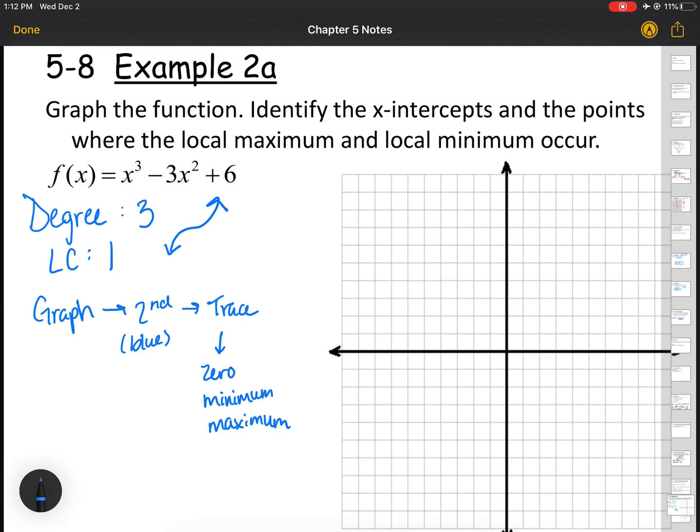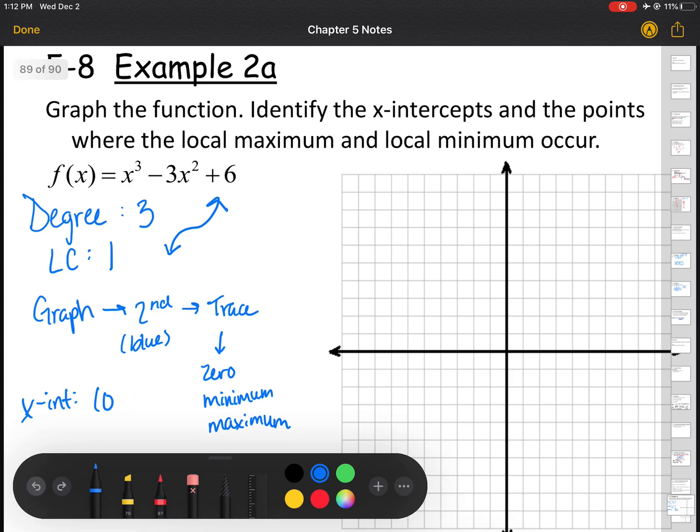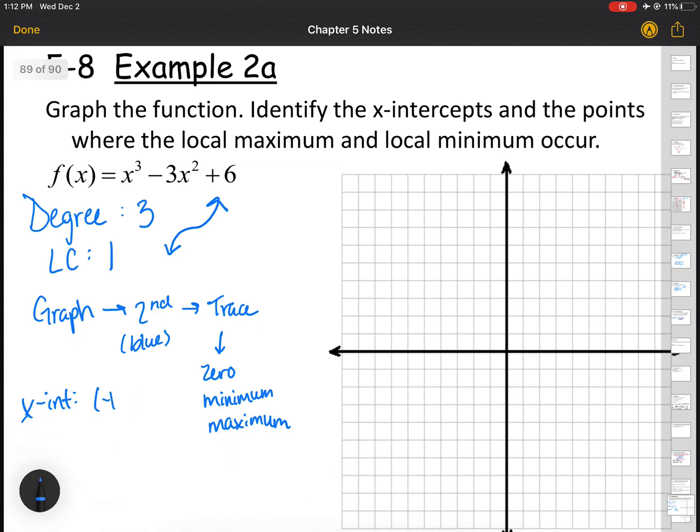And when you hit enter, the x-intercept it's going to have is approximately 0.6, or 2, 2. No, wrong one. Negative 1.2, 0. So at negative 1.2, 0, that's our x-intercept right now.